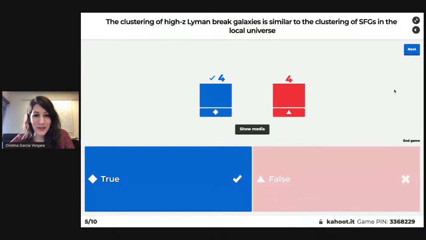Wow, 4 and 4. Yeah, that is actually true. The star-forming galaxies in the local universe seem to have similar clustering, specifically a similar correlation length, to the line emitter galaxies at high redshifts.